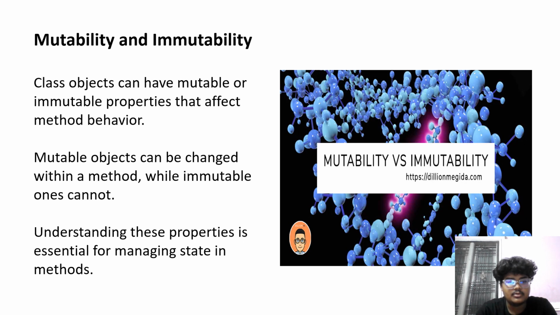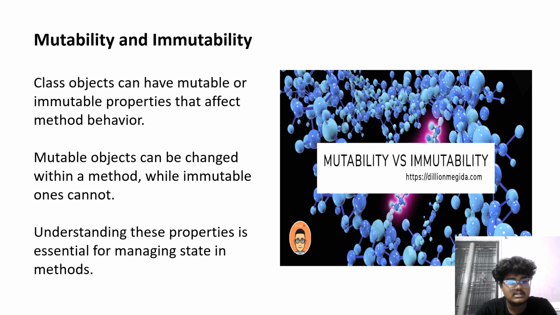Mutability and immutability. Class objects can have mutable or immutable properties that affect method behavior. Mutable objects can be changed within a method, while immutable objects cannot be changed. Understanding these properties is essential for managing state in methods.